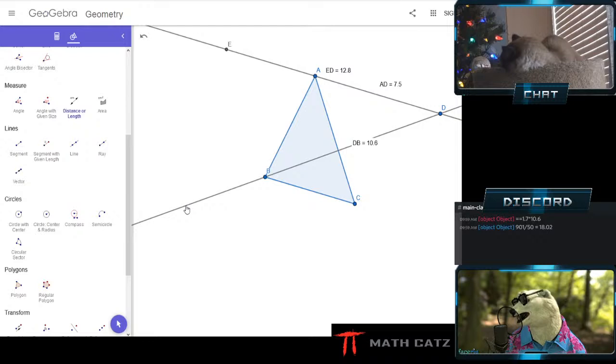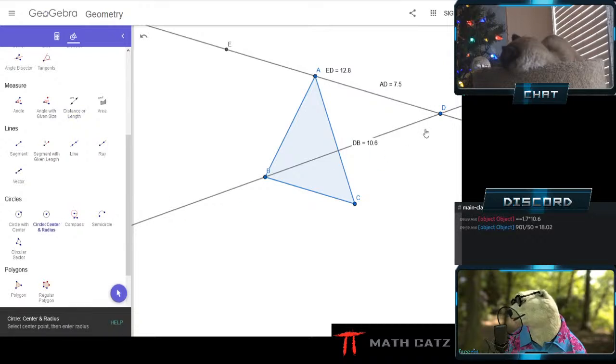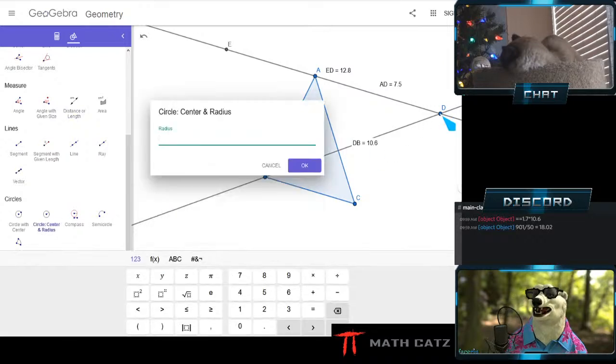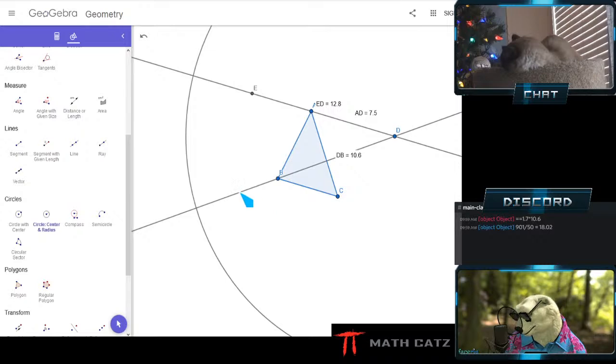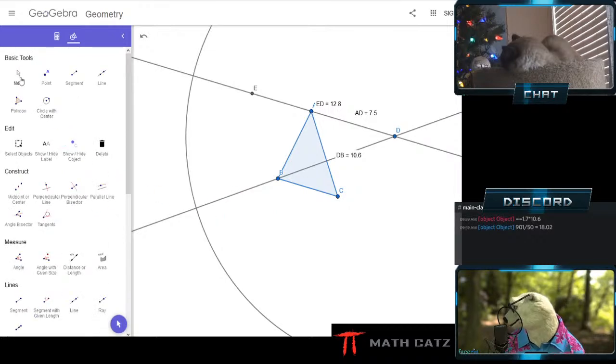I can do that by specifying a circle centered at D with that radius. Circle, center, and radius. I want it centered at D. What's the radius? 18.02. Zoom out a touch. That gives me my new point on this extended DB line, called F. I'm done with the circle. I don't need to see the circle.